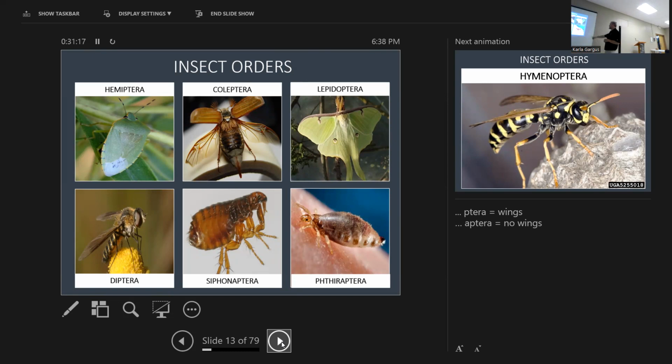And then here is the louse. This is a body louse, which is sometimes even worse than the head lice. That's part of the Therapter. That's a different order. These are just 6 orders.